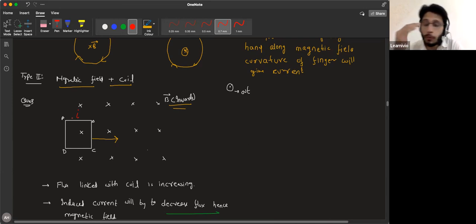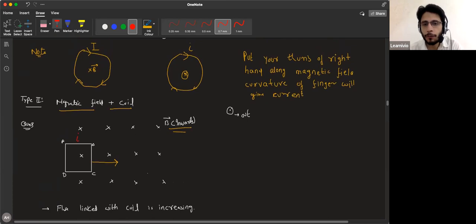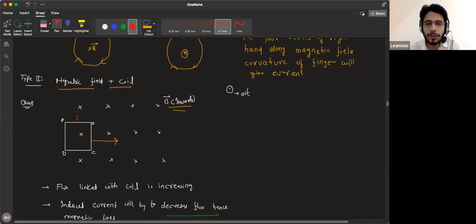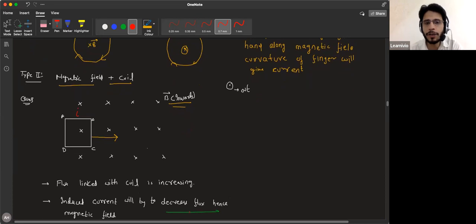See, first of all, we will decide the direction of the induced magnetic field. Then we will decide the direction of the induced current. Listen very carefully. The coil is entering the magnetic field, so the flux with the coil is increasing. Due to the change in flux, you will have an induced current that will try to decrease flux. To decrease flux, it will generate an induced magnetic field. If the direction of the induced magnetic field is opposite to that of the initial field, then what will happen? If both the fields are in opposite directions, will the net field increase or decrease?